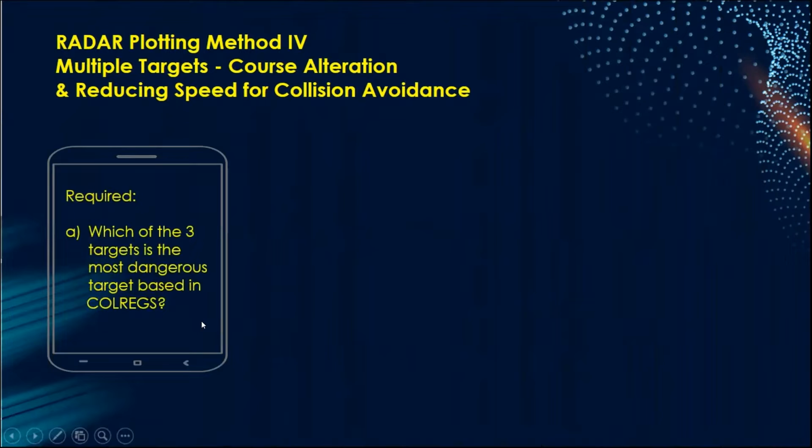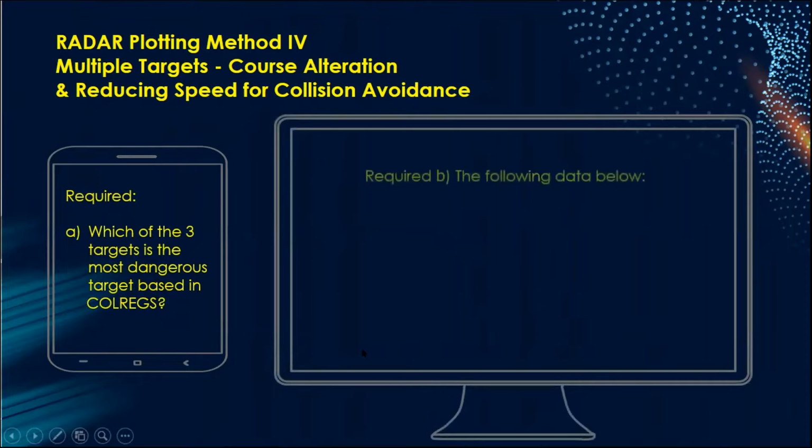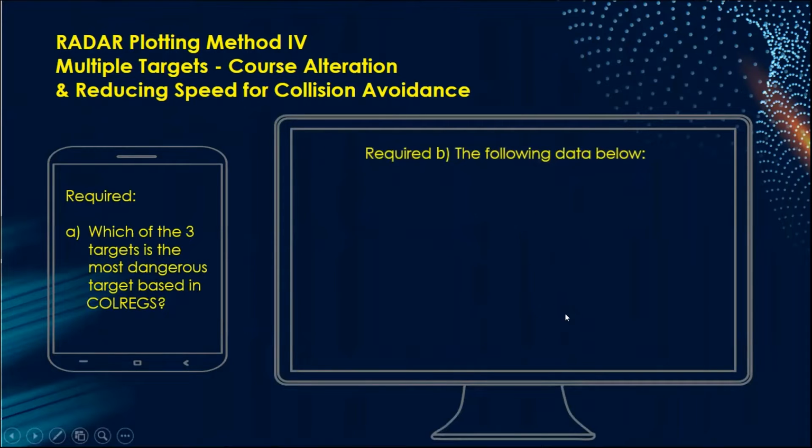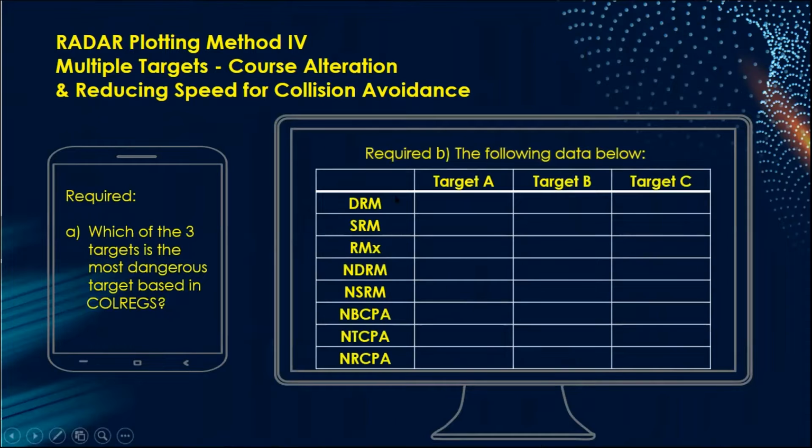For your required, letter A, which of the three targets is the most dangerous target based on COLREGs? And letter B, the following data below. For targets A, B, and C, the DRM, SRM, RMX, new DRM, new SRM, new BCPA, new time of CPA, and new range of CPA.